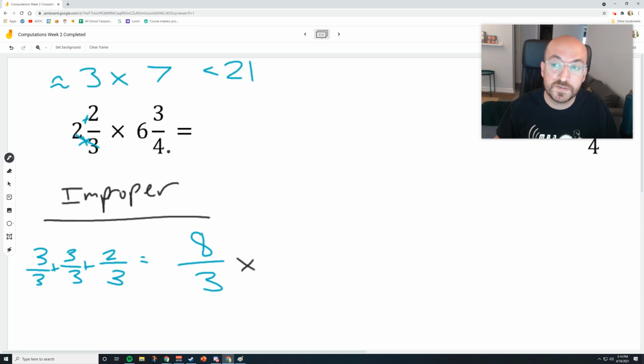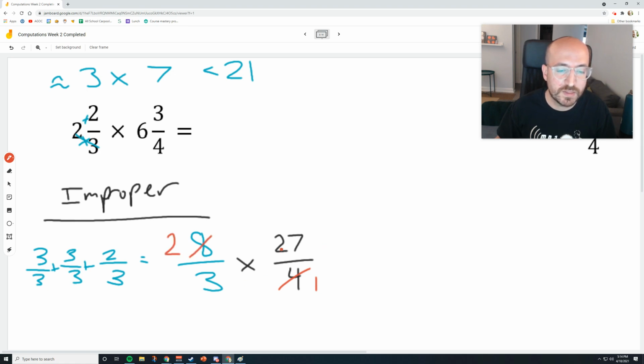6 times 4 is 24 fourths, plus 3 more is 27 fourths. Now, I set us up here to have some satisfaction. What can you see? Ooh, look across. 8 times 4, they're both multiples of 4. If I divide this by 4, I have 1. If I divide this by 4, I have 2.